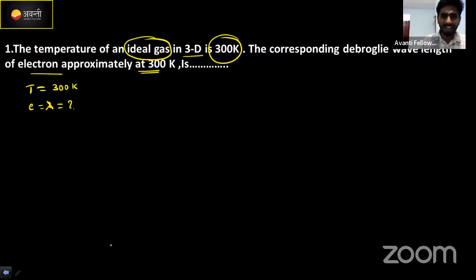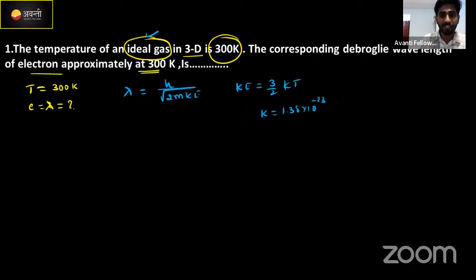Right? What is the formula? Lambda is equal to de Broglie wavelength, means h divided by under root of 2m kinetic energy. But kinetic energy is not given here, it says gas. Then what is the value of kinetic energy for the gas? 3/2 kT. Correct? K value you know, I already told you. K is 1.38 into 10 to the power of -23 joule per Kelvin, and temperature is given.